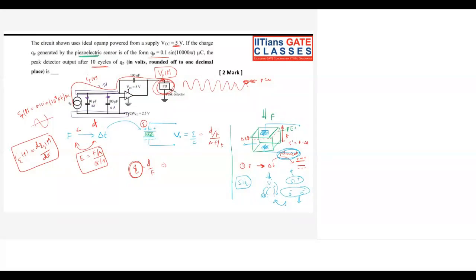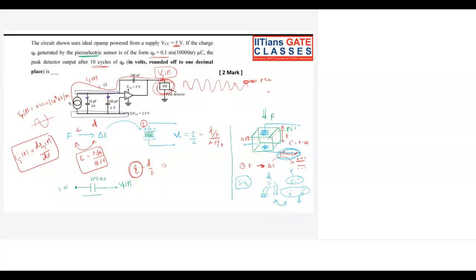So let me focus on this part. I'm going to erase this here. So we are having the capacitance here. Let me change the color. This is going to be green. So see here, we are having the 100 nanofarad capacitance here, and then we are having the 2.5 volt here, and here we have to find what is the value of vp of t.